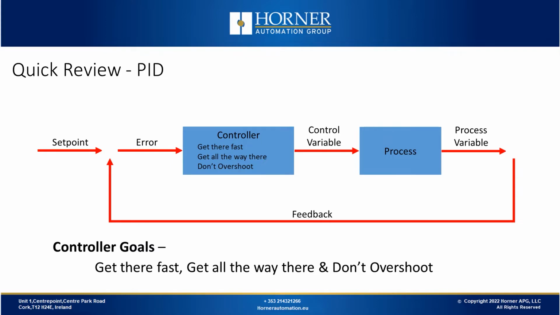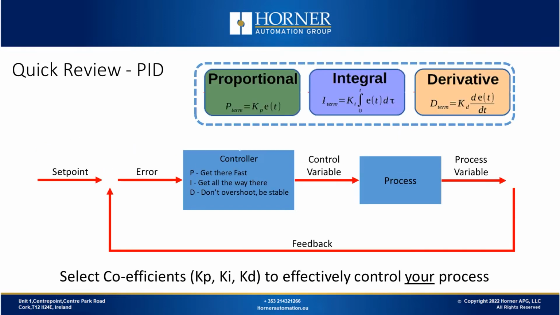There are several goals for a controller when it comes to PID or process control. You want to get to the set point fast, you want to get all the way to the set point, and you don't want to overshoot by too much. We have our proportional, integral, and derivative available to help us in that effort. The proportional will help us get there fast, the integral makes sure we get all the way to the set point, and the derivative is useful to make sure we don't overshoot by too much, and to make sure we're as stable as we need to be. So the goal of PID from a tuning standpoint is all about selecting the coefficients that will help us balance the proportional, integral, and the derivative to control our process the way we need to.